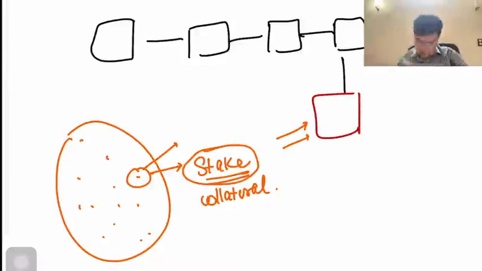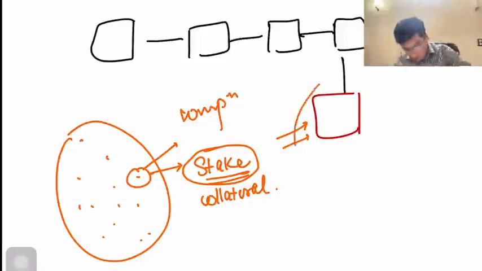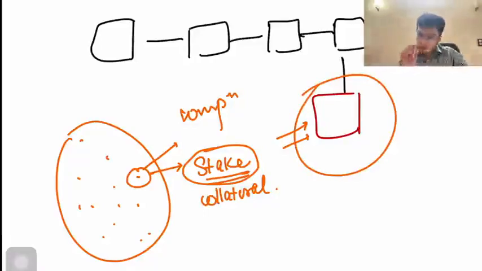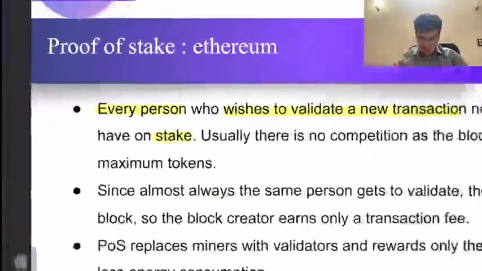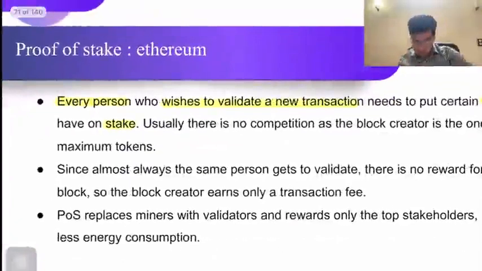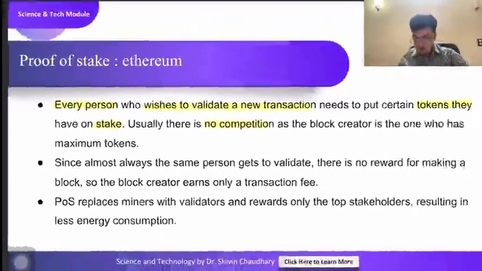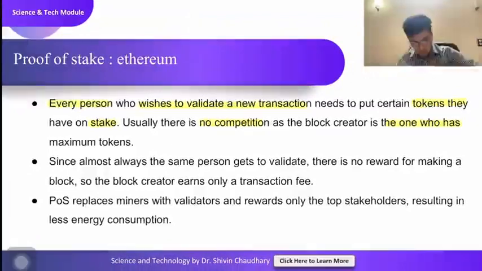तो अब देखो कंपटीशन तो खत्म हो गया. I put 10,000 tokens. If I have done something wrong, if you prove I have done something wrong, you can take the 10,000 tokens from me. So now, right? So now competition is over. It is much more environmentally friendly, right? Now, usually there is no competition because block creator is one who has the most tokens.